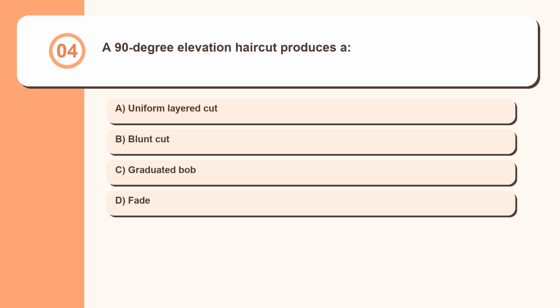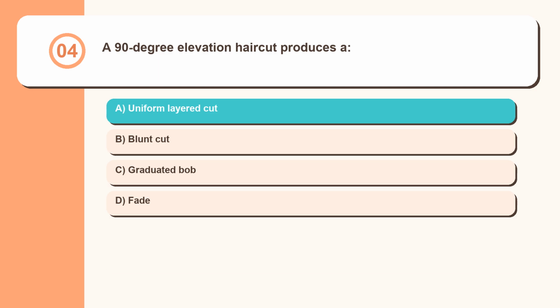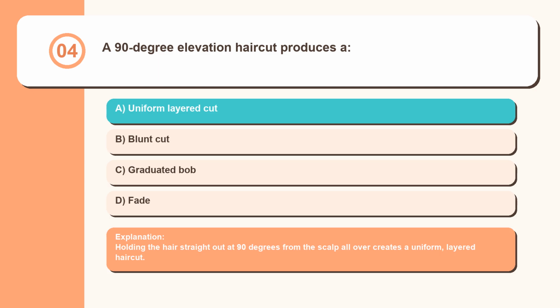Question 4. A 90-degree elevation haircut produces a uniform layered cut, blunt cut, graduated bob, fade. Holding the hair straight out at 90 degrees from the scalp all over creates a uniform, layered haircut.